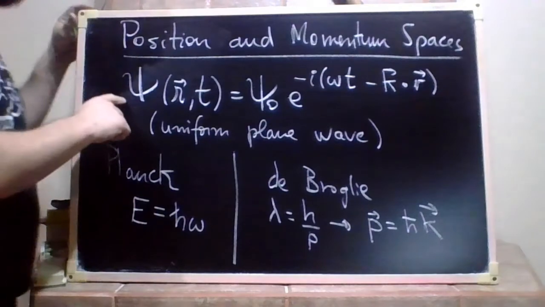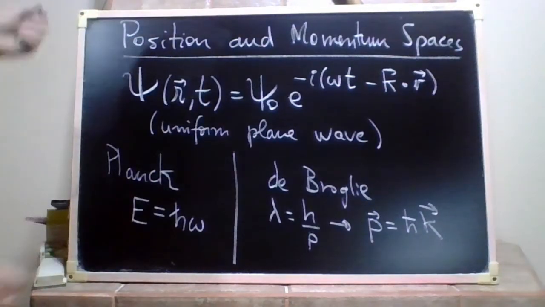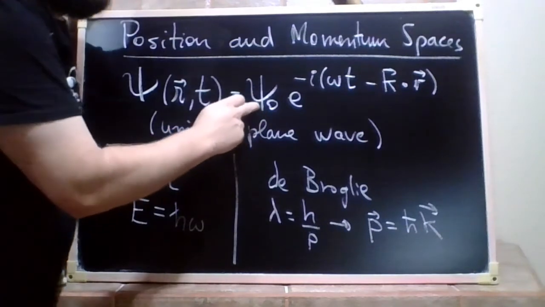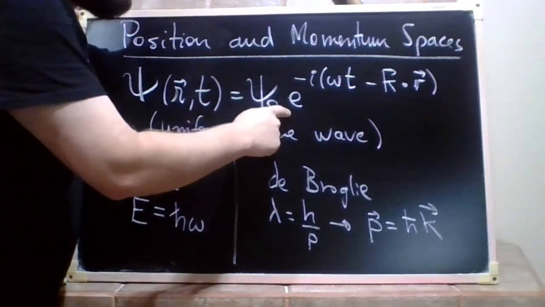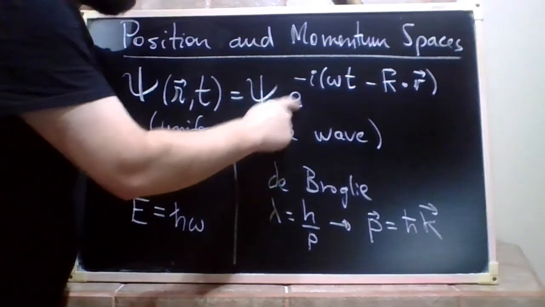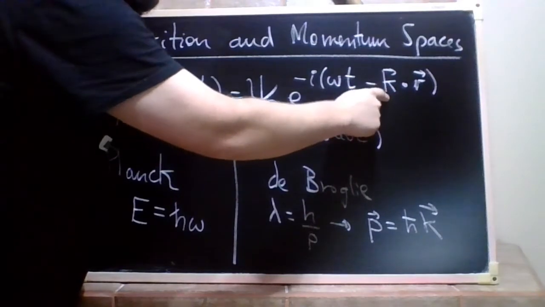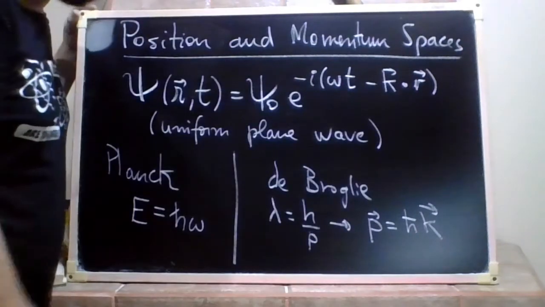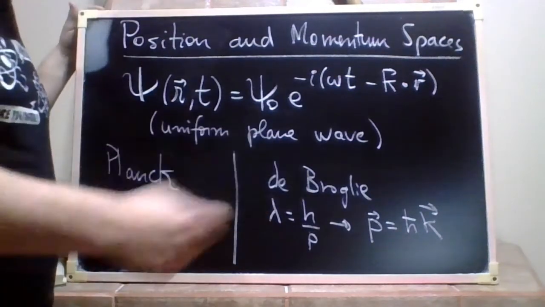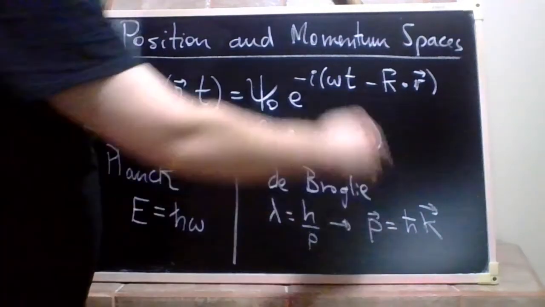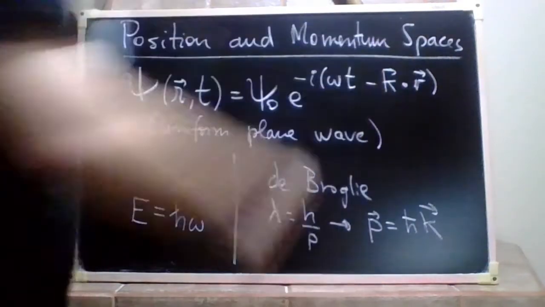A uniform plane wave represented in position and time space corresponds to a complex amplitude multiplying the exponential of minus i omega t minus k dot r, which means the surfaces of constant phase are planes defined through this equation here.